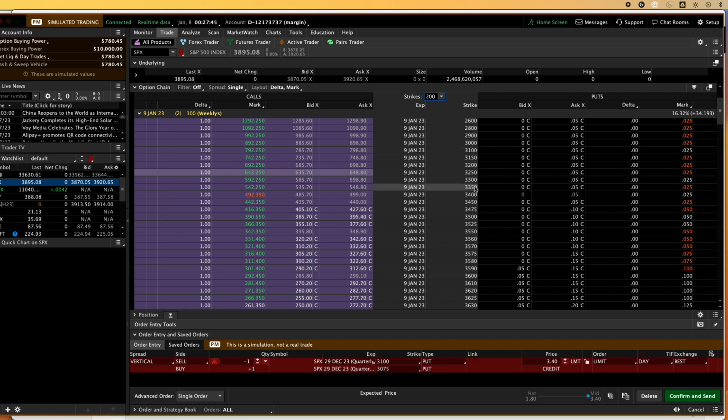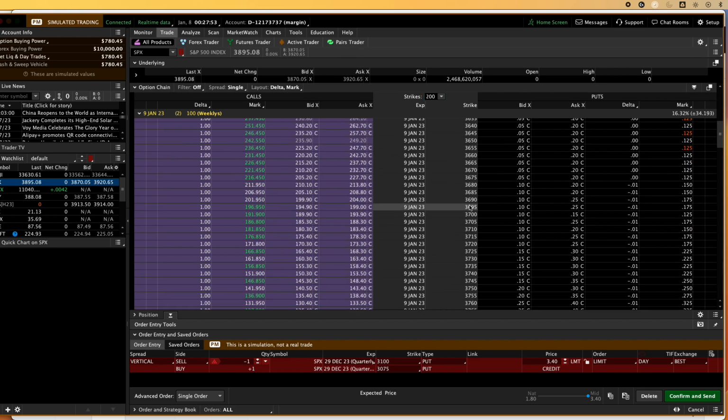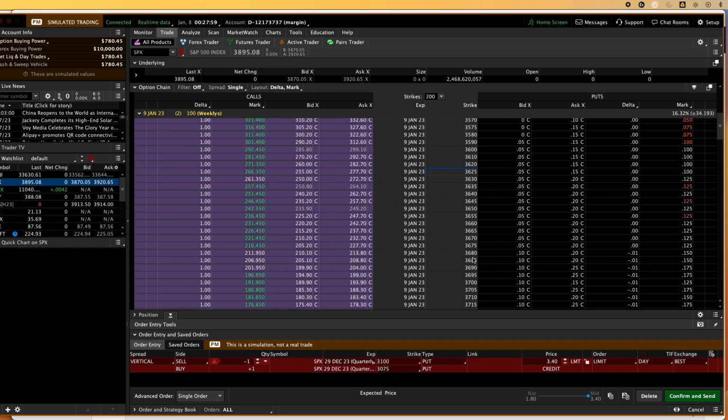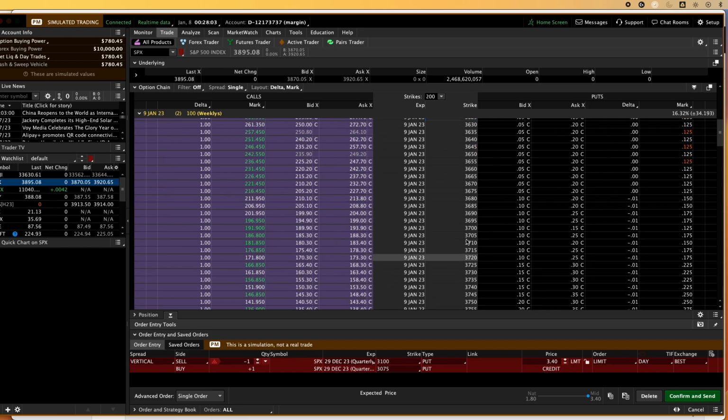and these are 50 points apart. Then it's 25 points apart. Then we go back to 5 apart. So the strikes are all pretty much divisible by 5 for the most part.